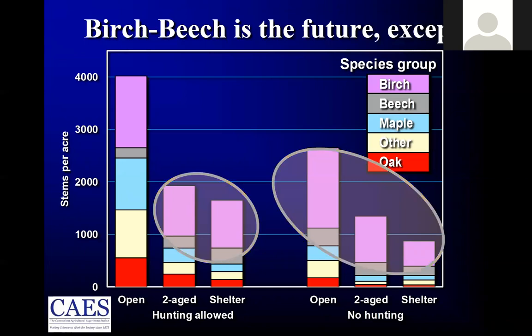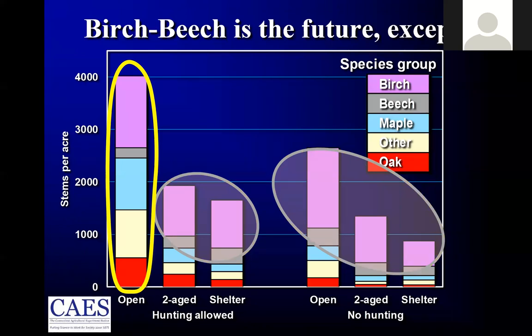The one bright spot is if you looked where hunting was allowed. So these are areas that had a history of hunting, and they did a final overstory removal. So they were clear cut at the end. There we had a good diversity of species. Birch and beech were still pretty numerous, but there were a lot higher numbers of all the other species. The maple, unfortunately a lot of it was red maple, but we did have some oak, some cherry, tulip poplar, and other species coming through.